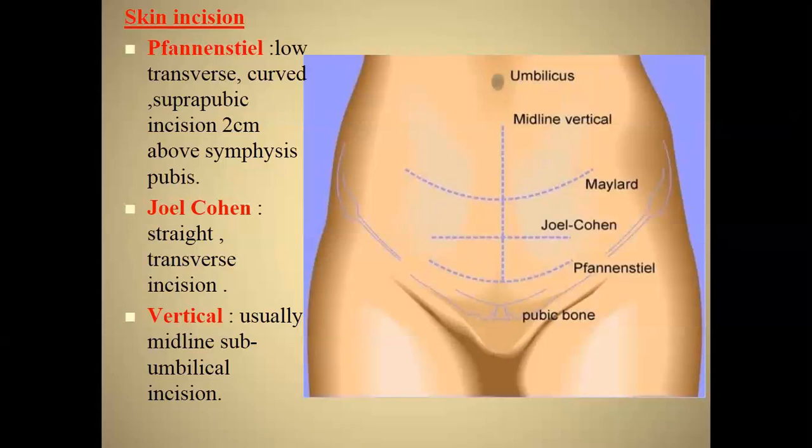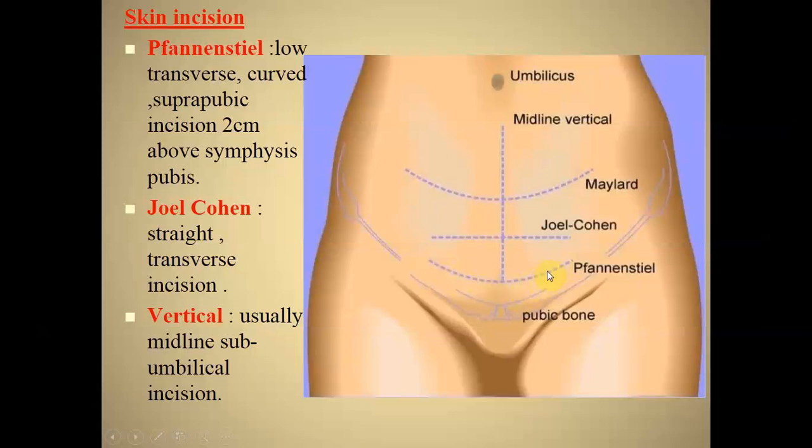Now we will move to the abdominal wall types of incisions. Skin incision, not uterine incisions. The commonest one is the Pfannenstiel incision, and this is the Pfannenstiel incision. It is in the suprapubic area, and it is a smiling incision.